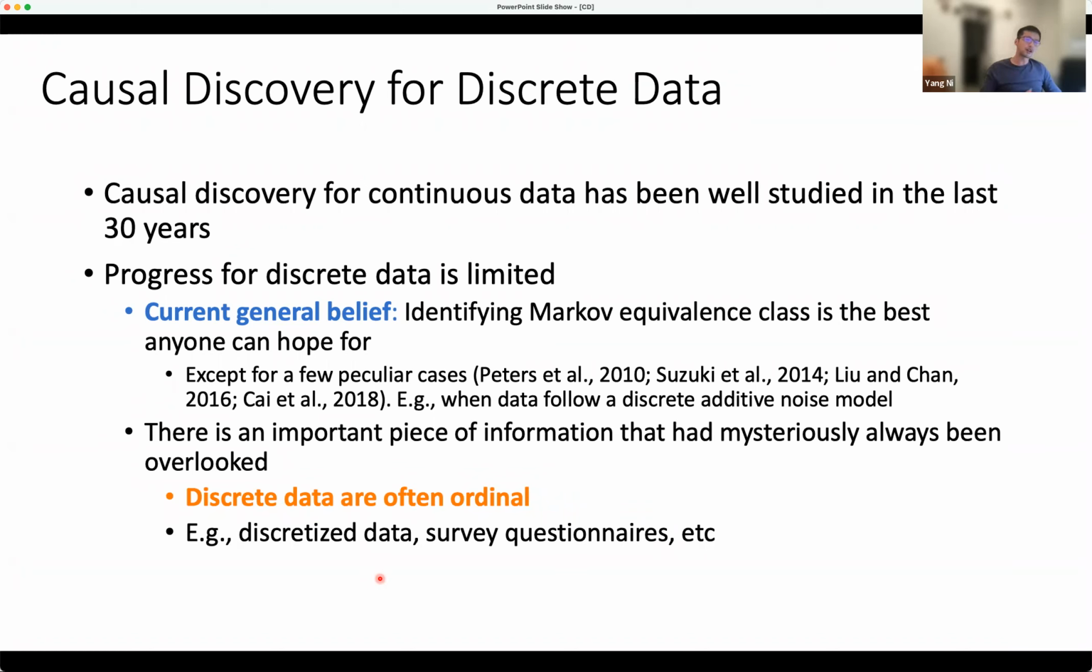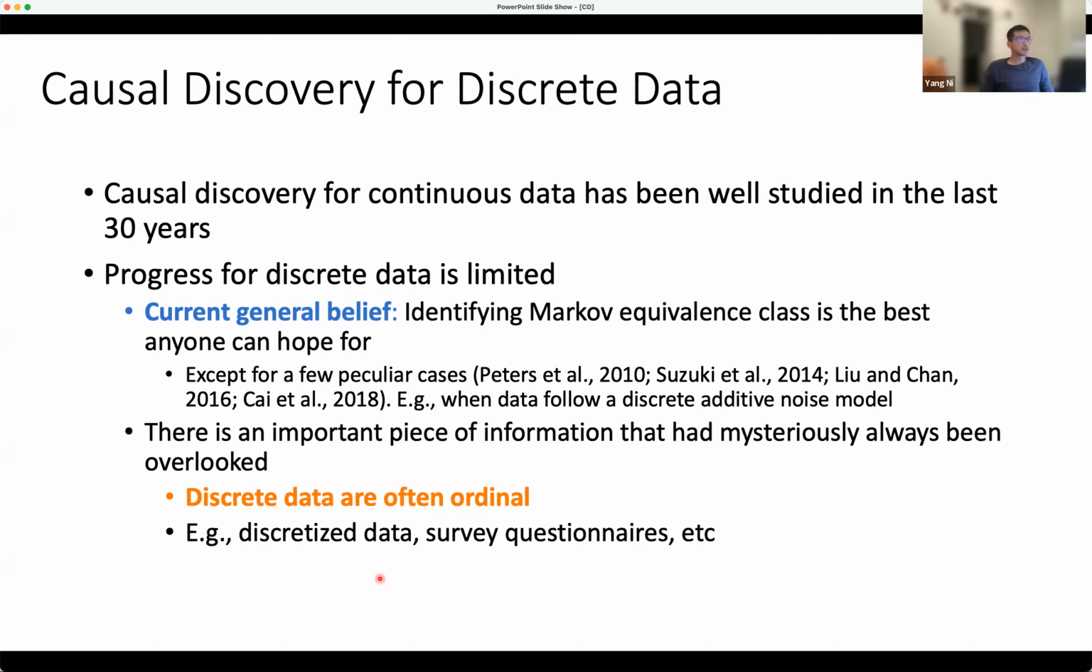That includes the motivating omic data, which tends to be ordinal discrete data. For example, a common practice in bioinformatics when dealing with gene expression data is to discretize the data into, say, 3 categories: overexpression, normal expression, and underexpression. So this is obviously ordinal, right? There's an inherent order in those 3 categories.